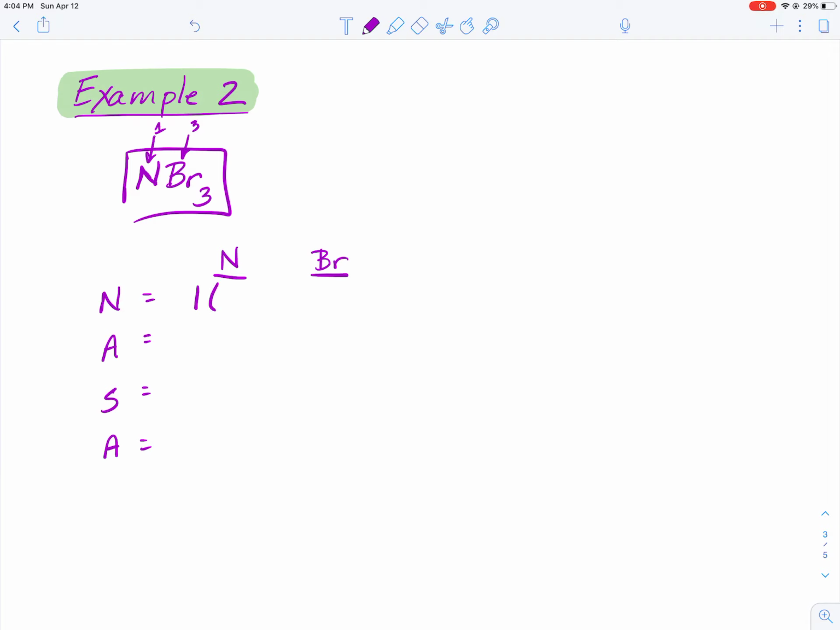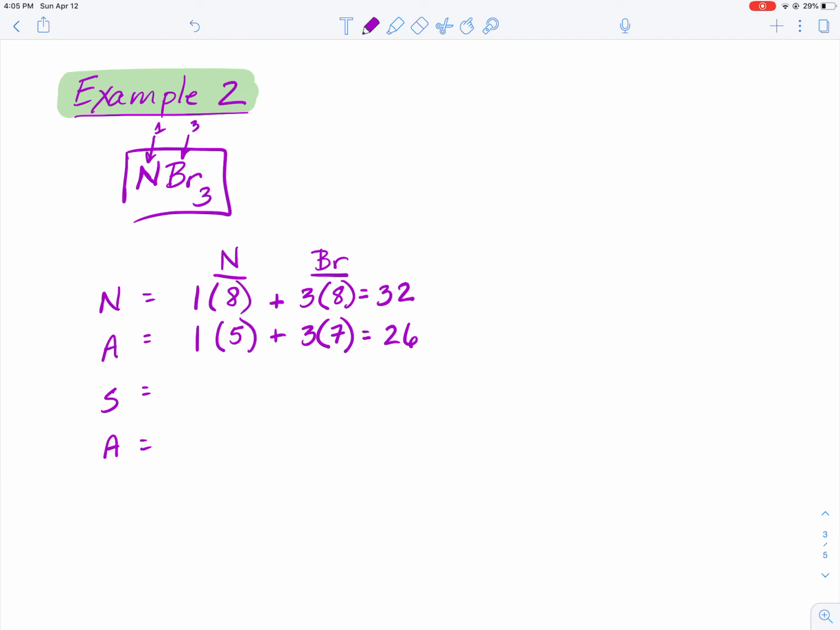So we have 1 nitrogen. How many does it need? It follows the octet, so it needs 8. Your 3 bromines, how many does it need? It follows the octet, so that's 8. So this number ends up being 32. How many does your 1 nitrogen have available? That's its valence number or group number, and that's 5. Your 3 bromines, how many does it have available? That's group number 7. And that sums up total to 26 electrons.